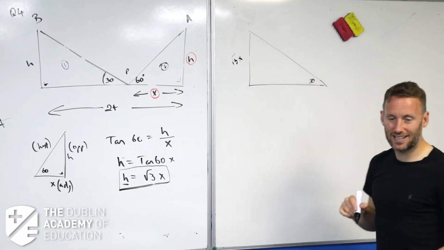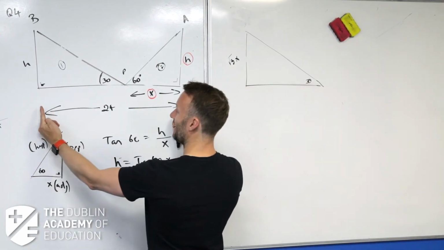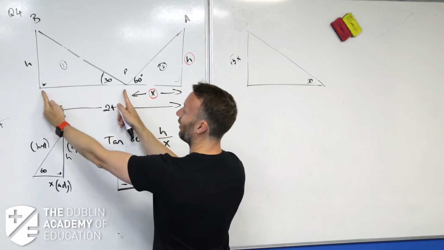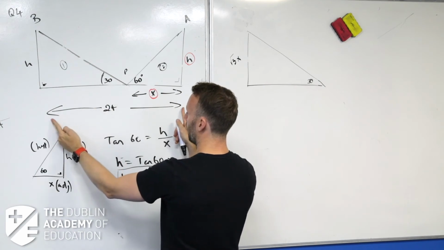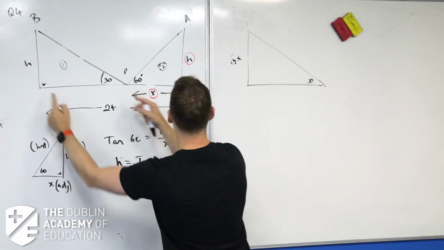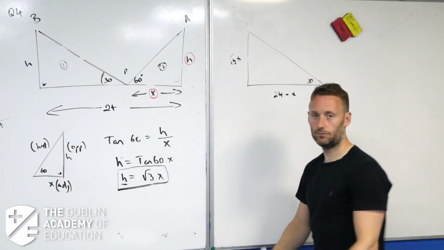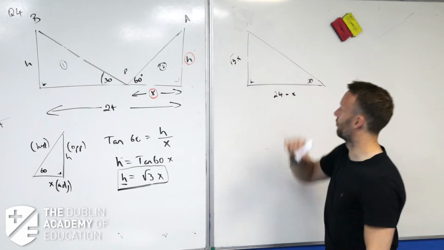And can we find anything else here? Well, come back to the original diagram. That distance there is 24, and that distance is x. So how would we find that distance there? Well, we clearly subtract x from 24. 24 minus x is equal to that. So I'm going to call that 24 minus x. Now, remember, it's a vertical pole. So that's a right angle.